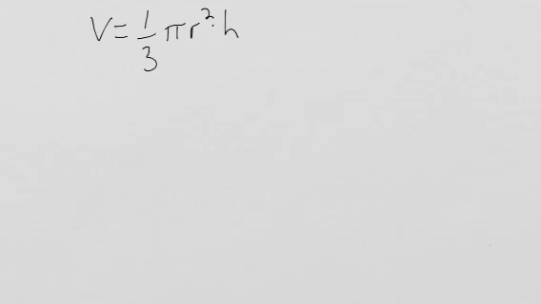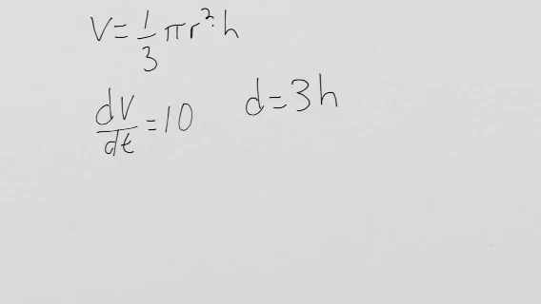Alright, so what we know is dV/dt equals 10 cubic feet per minute. So the pile is growing by 10 cubic feet every minute. dV/dt equals 10. And then we know that the diameter of the base of the cone is approximately 3 times the height. So we know that diameter equals 3 times h. Okay? So we know that the diameter is 2 times the radius. So we have that 2 times the radius is equal to 3 times the height.